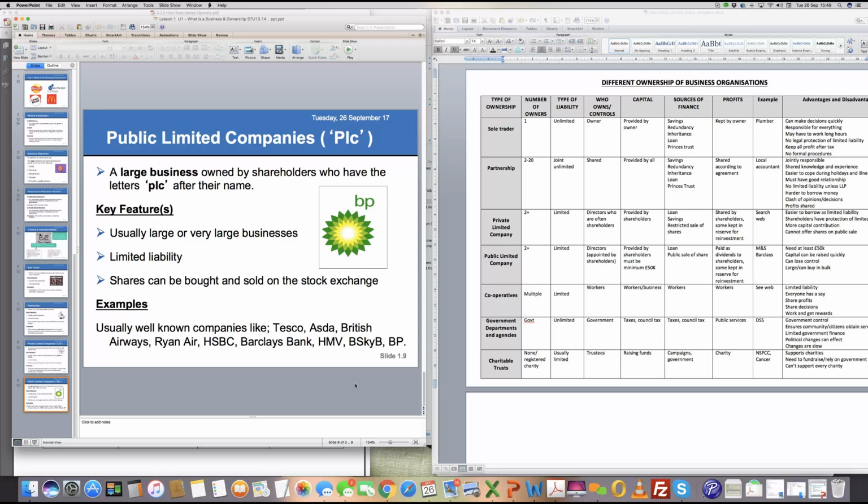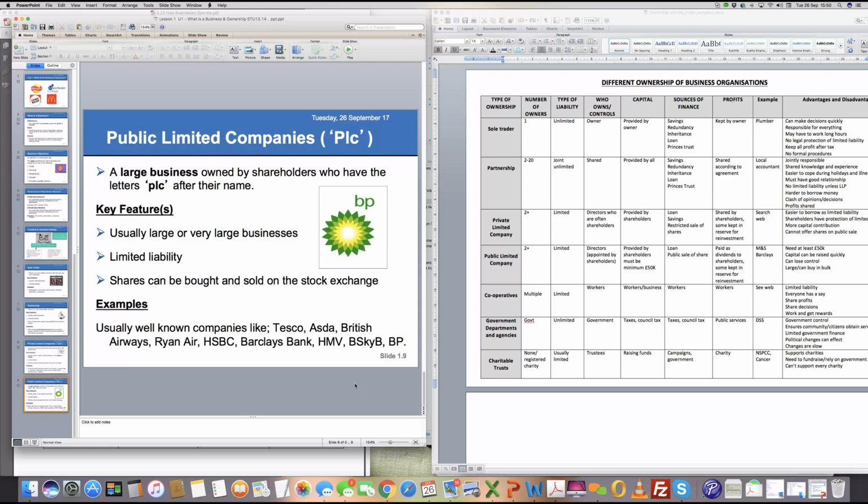Okay. So examples of some of the public limited companies could be companies like Tesco, British Airways, Ryanair, and Barclays Bank, because they are not owned by one individual. They are owned by large members of the public, and their shares are also traded in the market.